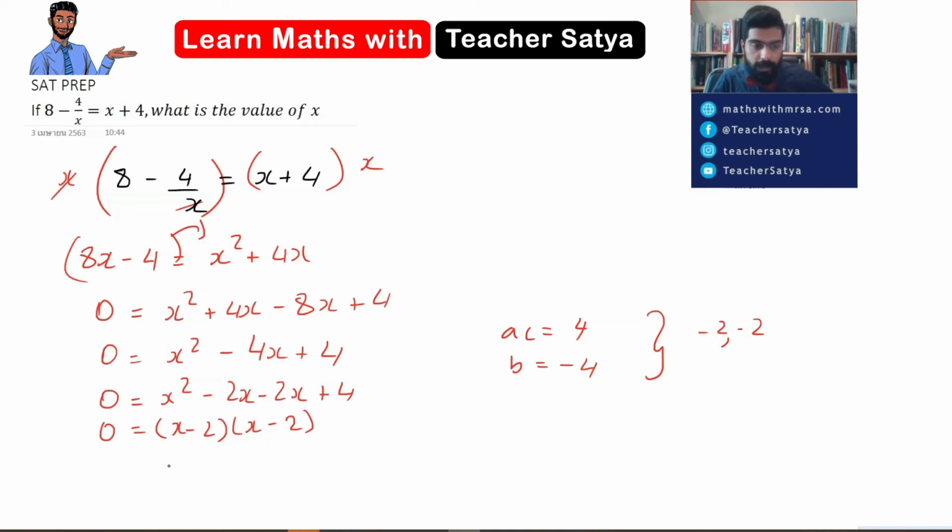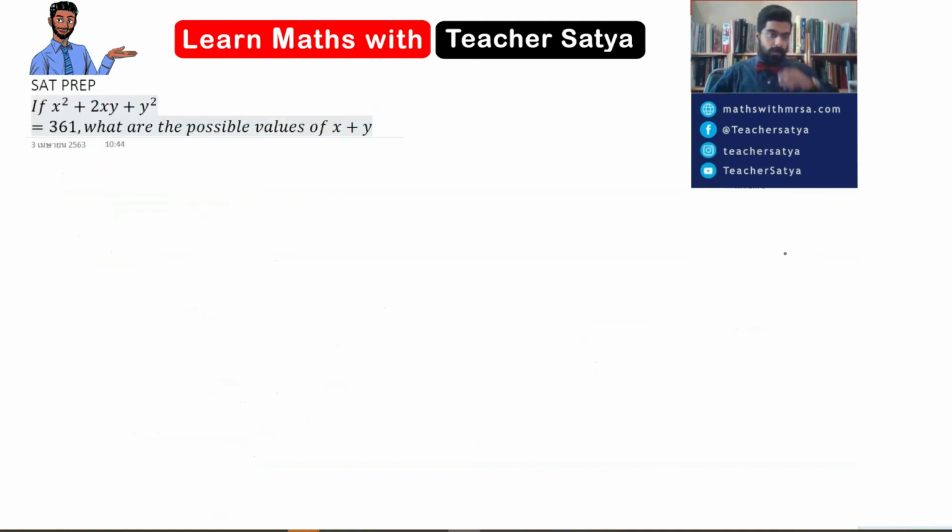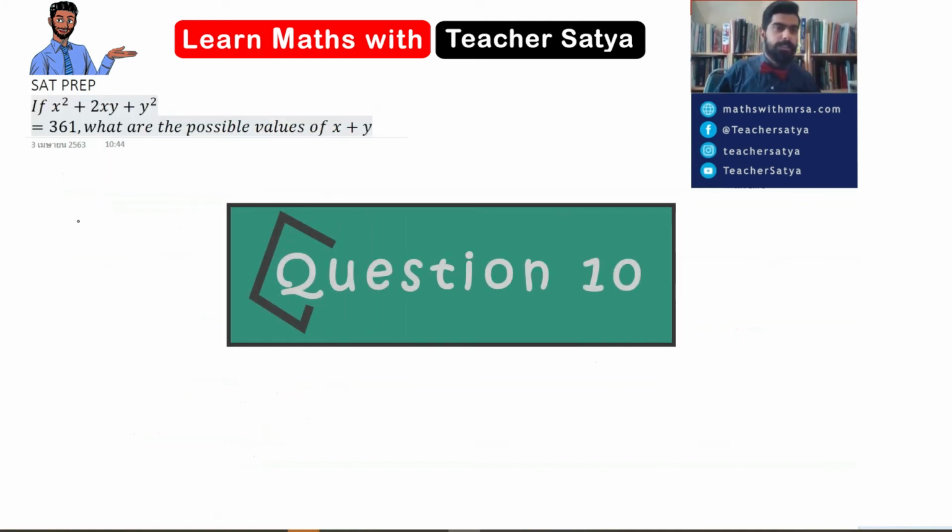So let's find a value of x. So we see that x minus 2 is equal to 0. Therefore, x is equal to 2. Right guys, so the value of x is equal to 2. Alright, let us go to the next question here.